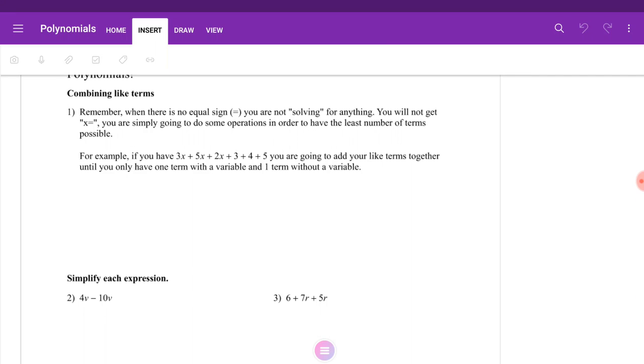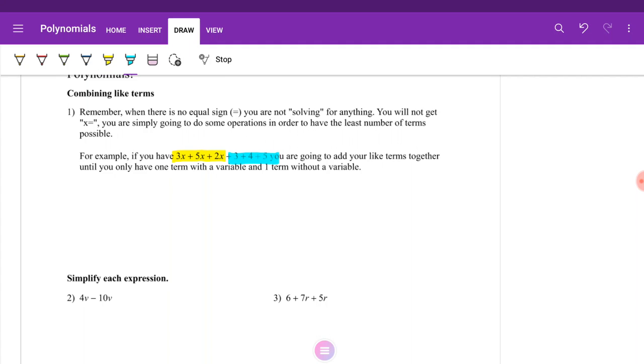So remember, when there's not an equal sign, you are not solving for anything. You're not going to get x equals 3 or x equals 10 or anything like that. All you're going to do is do some operations to make it as small as possible. So for example, if we had 3x plus 5x plus 2x plus 3 plus 4 plus 5, you're just going to add the like terms together. Okay?